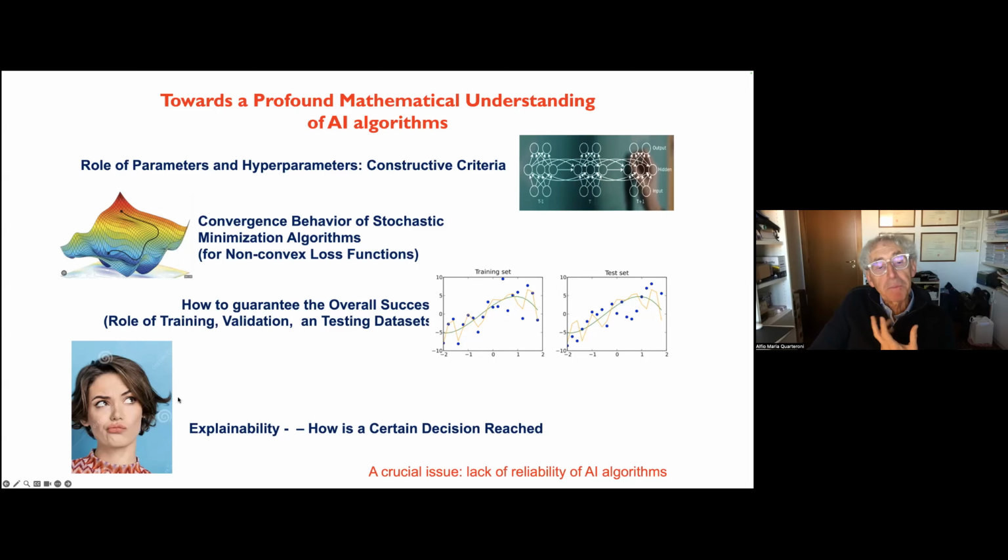And then there is the issue of explainability. How is a certain decision reached, right? I mean, how can you go into the algorithm and try to understand the way the algorithm behind an artificial neural network works? And this is a crucial issue, right? There's a lack of reliability and explainability of many artificial intelligence algorithms.